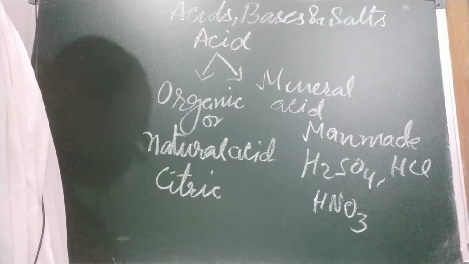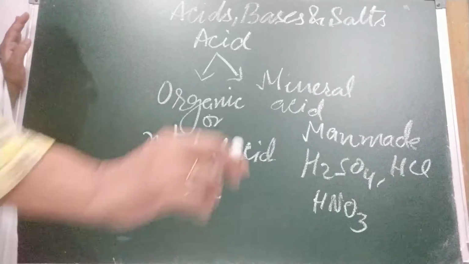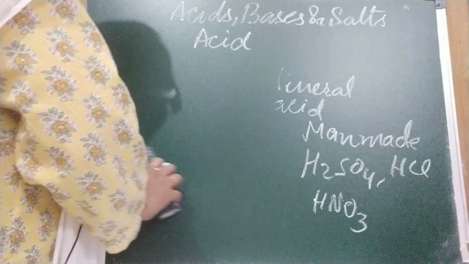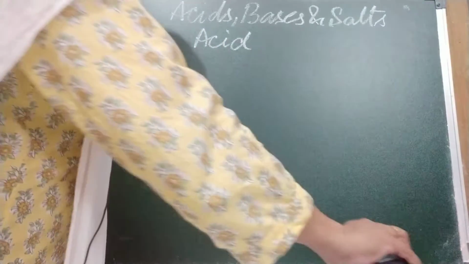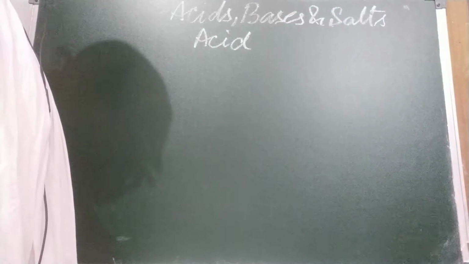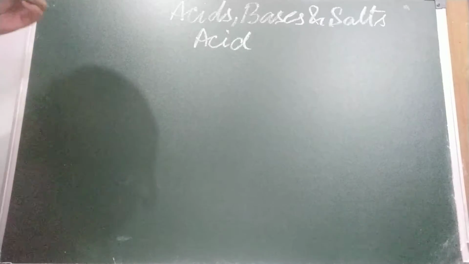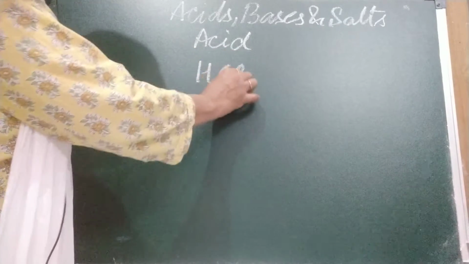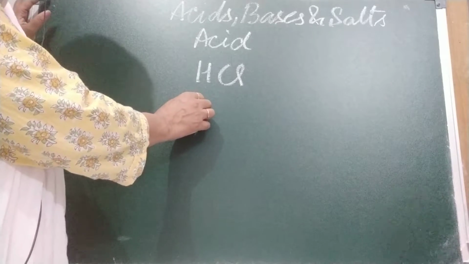Now children, we have discussed the types. Now we are going to discuss that acids can be concentrated or dilute. It depends on concentration. How are we going to change their concentration? By adding water. Suppose we take the example of hydrochloric acid. Hydrochloric acid consists of HCl, and it is made from hydrogen chloride gas.